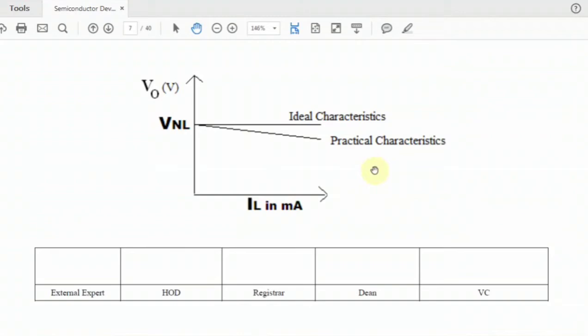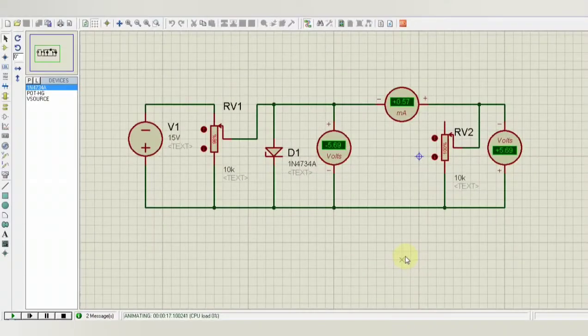Now let us just move on to the practical setup. This is the practical setup of load regulation characteristics of a Zener diode. We need to jot down the load current and the load voltage as we vary the load, and from that we need to plot the load regulation characteristics curve, and find out the percentage of regulation. Now as you can see, the Zener diode is already operating in the reverse bias breakdown region, and it is operating in its breakdown region with a constant voltage of 5.69.